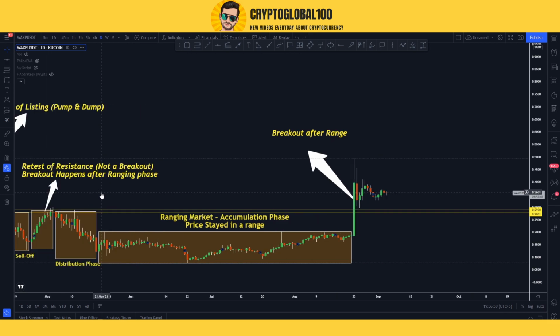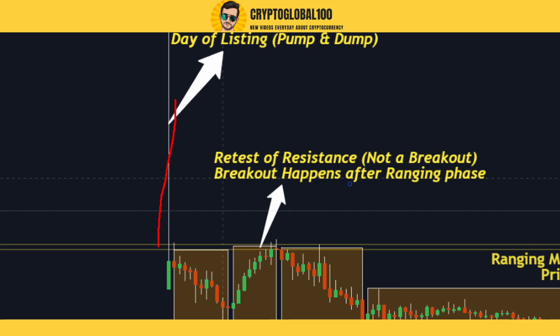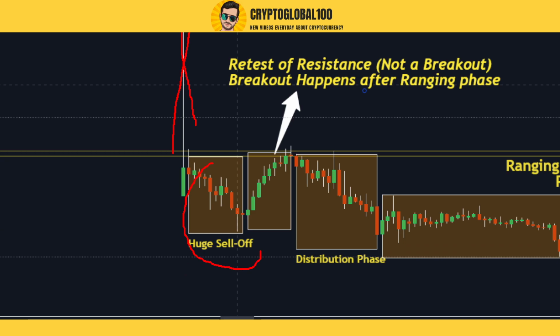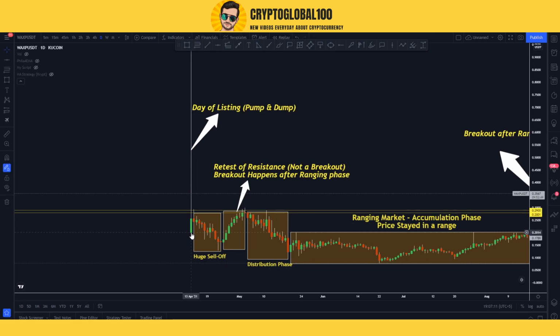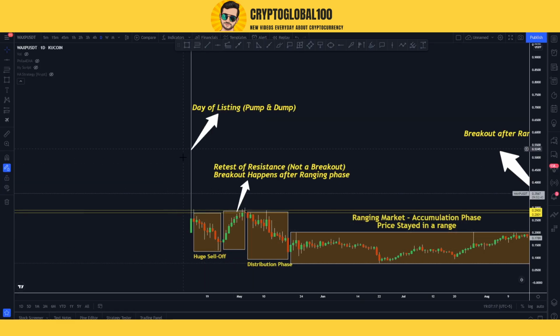Now what happens most of the times after the listing is that people who took the entry do the sell off. And what happened afterwards? You can see huge sell off. Okay, afterwards the price came down, breaking the bottom as well, and huge sell off. This usually happens during the sell off period after the listing.